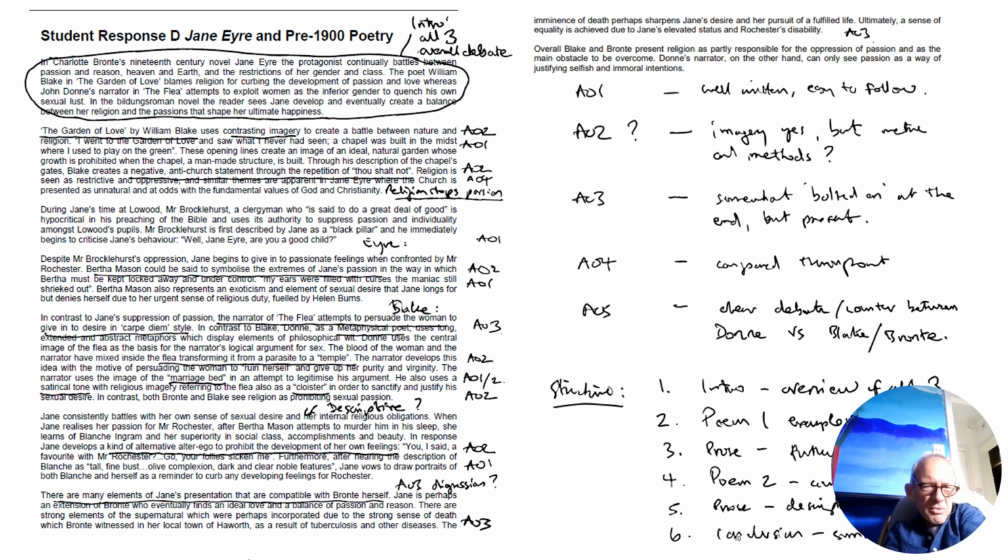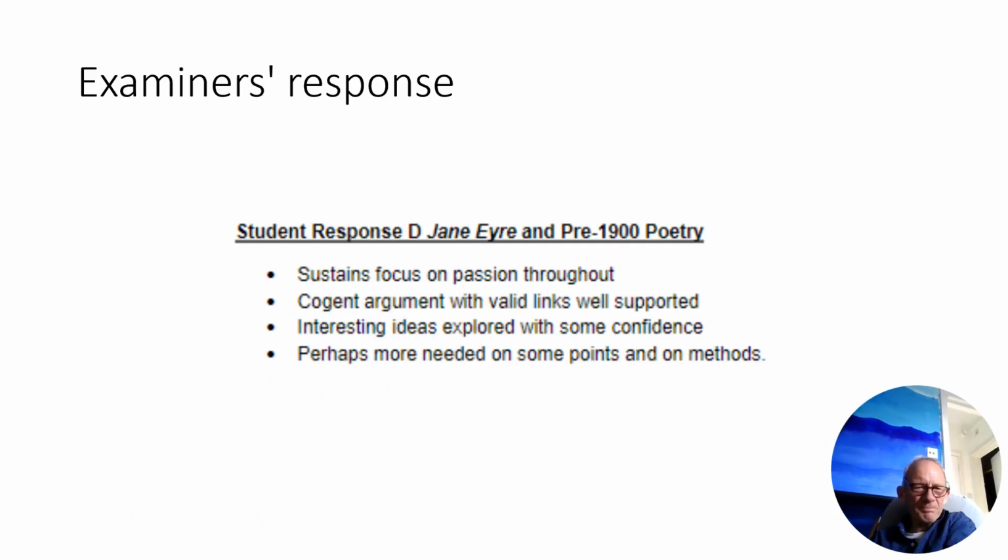So, the structure I put there in my scribble, bottom right: an intro to start with, an overview, it's good. Poem 1, reasonable. There could have been a lot more on methods. Prose, back to the prose, and good references to text. Poem 2, once again, no mention of meter, but good reference to text. And then we're back to the prose, a little bit descriptive there, and then we finish with a conclusion. So it's a well-structured answer.